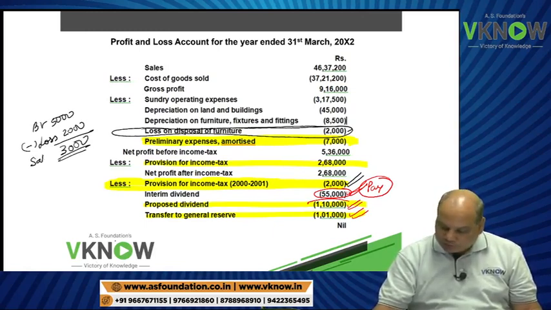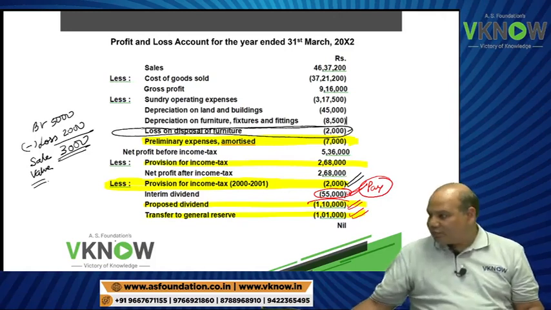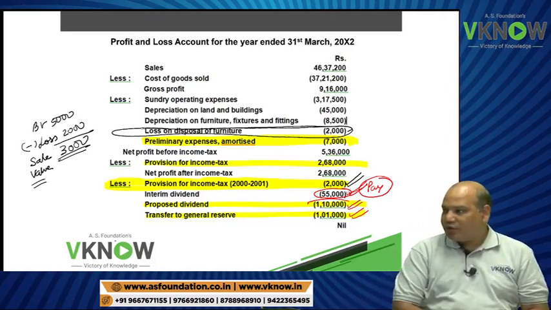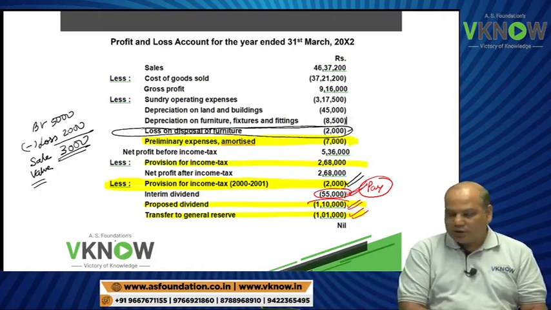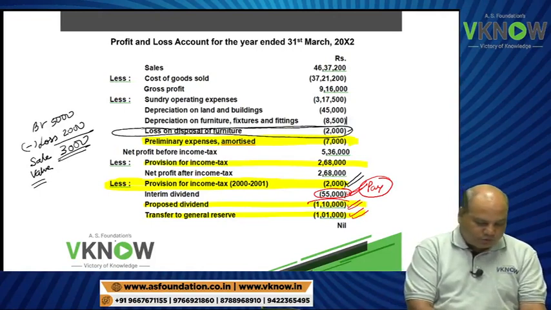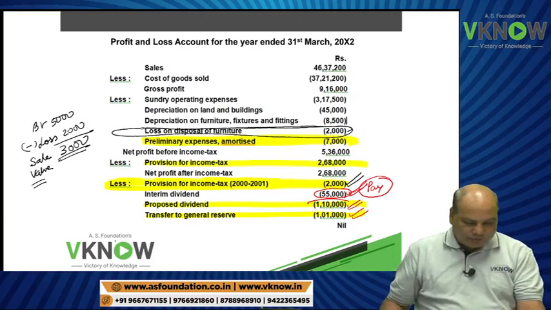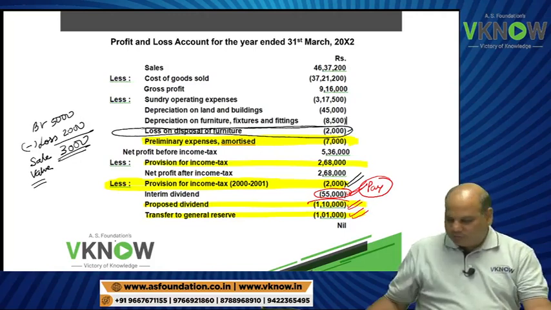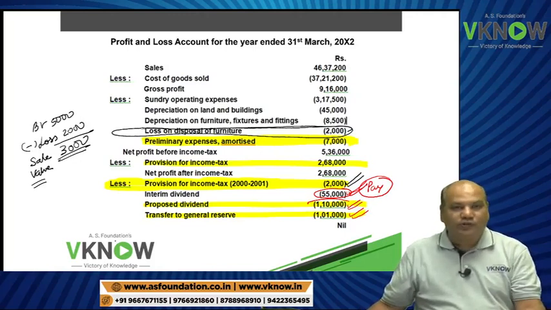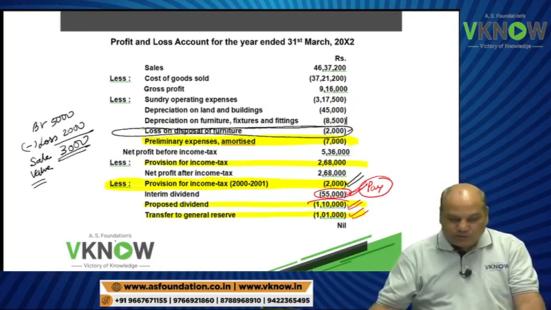So the sale value is 3,000. Do you agree? Then sale value is 3,000. Do you agree with this? Say yes, we agree. So we have to also record one sale entry for 3000 rupees.